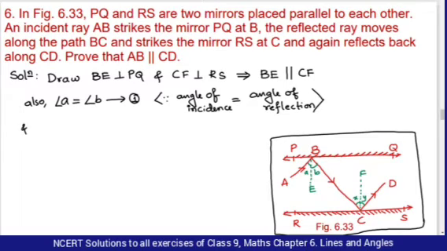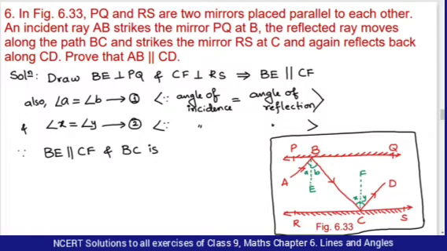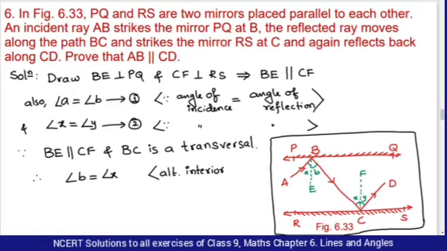And angle X is equal to angle Y. Take this as equation number 2, since this is also angle of incidence equal to angle of reflection. Since BE is parallel to CF and BC is a transversal, angle B is equal to angle X because these two are alternate interior angles.